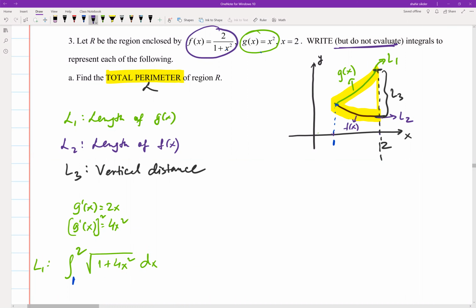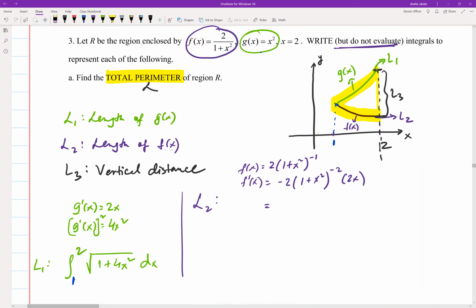So L2. In order to do L2, what is L2? L2 is the same thing as saying the length of the function f of x. So f of x looks like 2 times 1 plus x squared to the negative 1. I'm just writing it on top so it's easier for us to do the derivative. So the derivative would be negative 2 times 1 plus x squared to the negative 2 times 2x, which would look like negative 4x all over 1 plus x squared raised to the second.